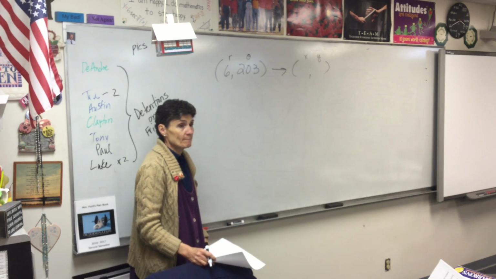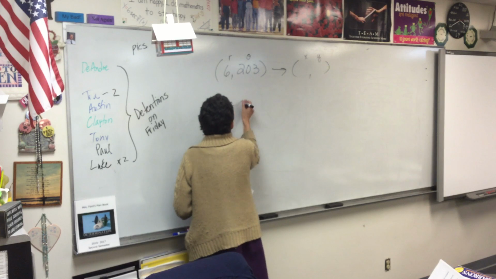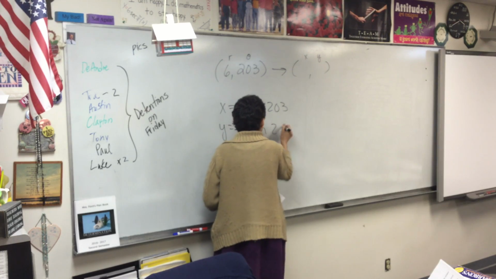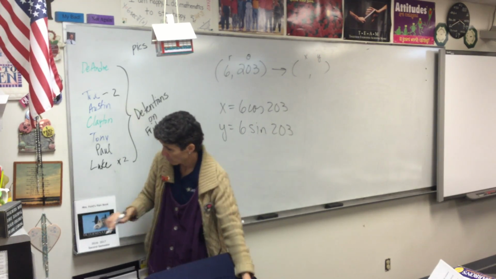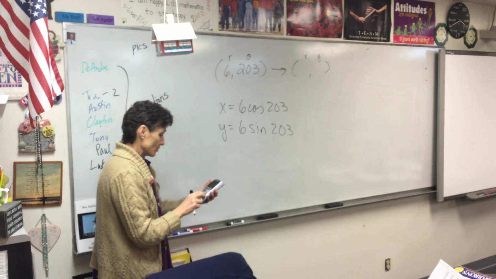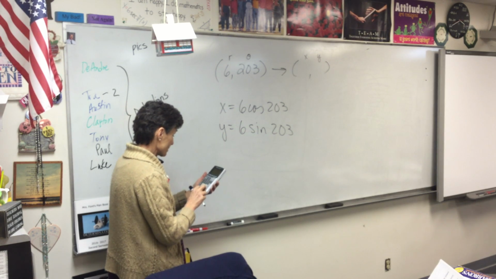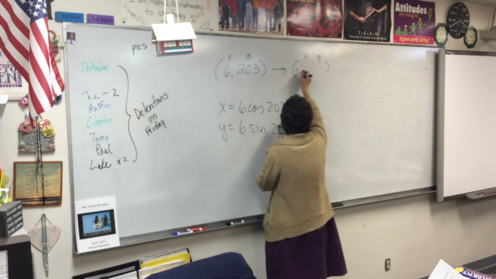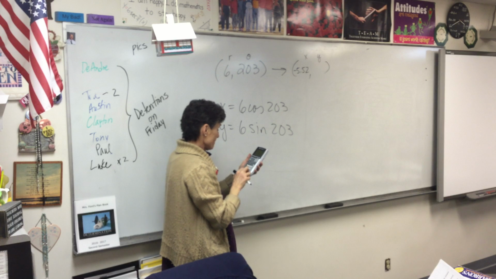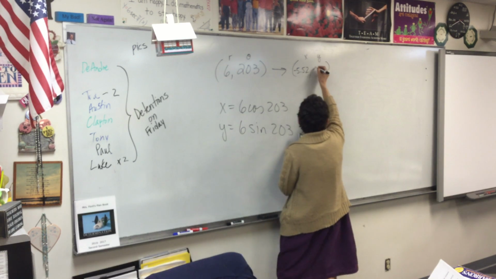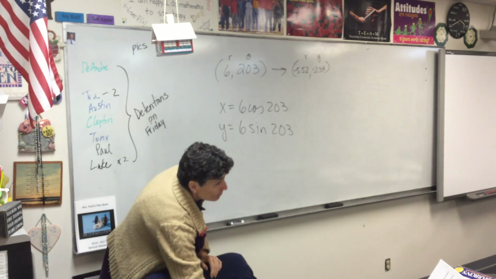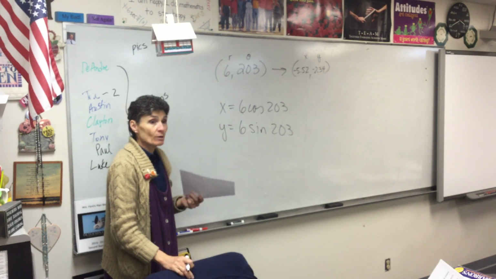How do we find X and Y? X equals 6 cosine 203, Y equals 6 sine 203. Perfect. And then we just go to our calculator, which we all need tomorrow. Make sure it's set in degrees and type in 6 cosine 203, negative 5.52, and 6 sine 203, negative 2.34. And that is the answer to the question. Everybody okay with that?